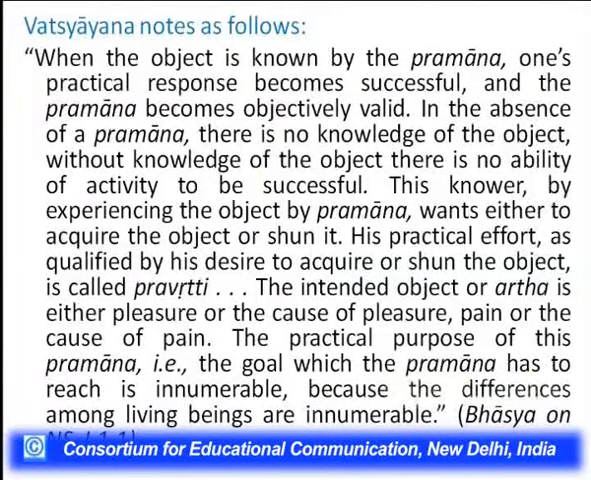In the absence of Pramana, there is no knowledge of the object. Without knowledge of the object, there is no ability of activity to be successful. This knower, by experiencing the object by Pramana, wants either to acquire the object or shun it. His practical effort, as qualified by his desire to acquire or shun the object, is called pravritti. The intended object or artha is either pleasure or the cause of pleasure, pain or the cause of pain. The practical purpose of this pramana, the goal which the pramana has to reach, is innumerable, because the differences among living beings are innumerable."